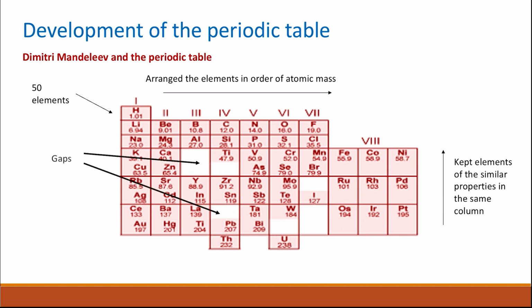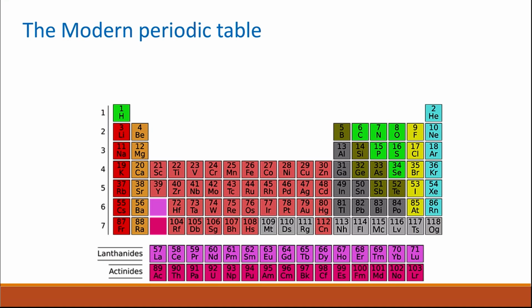He ended up having some gaps in his periodic table. However, when elements were later discovered, they fitted well inside these gaps. The modern periodic table was developed in the early 20th century when the atomic number was discovered. The elements here were arranged in order of increasing atomic number.